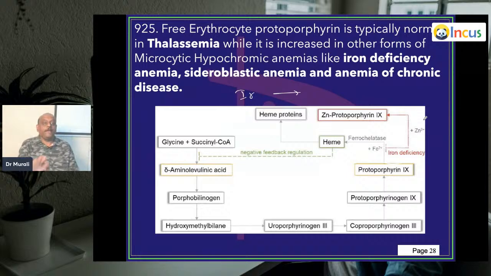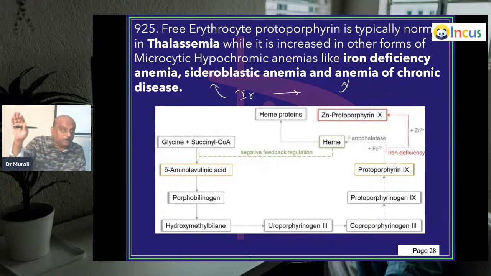So free erythrocyte protoporphyrin typically is normal in thalassemia, but in iron deficiency, sideroblastic anemia, anemia of chronic disease, in all that, free erythrocyte protoporphyrin levels are typically high, because iron is not available for that to be incorporated into protoporphyrin.